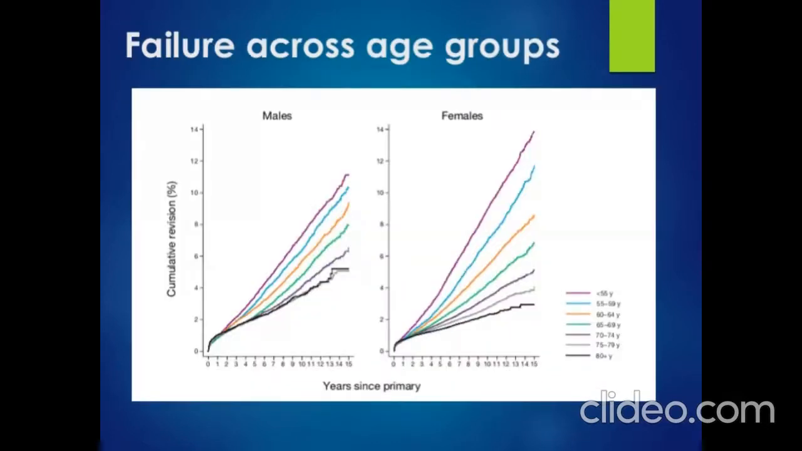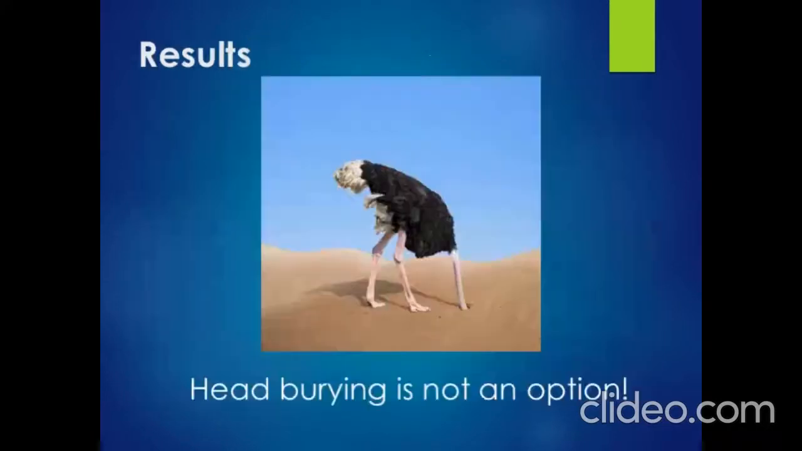We've already seen this graph about failure across the age group. So the younger you are and the more active you are when you have your first hip replacement, the more chance it is going to fail earlier. A bit like the clutch in your car. If you drive it hard, it's going to fail earlier. It's the same as any other mechanical bearing. What about the results?